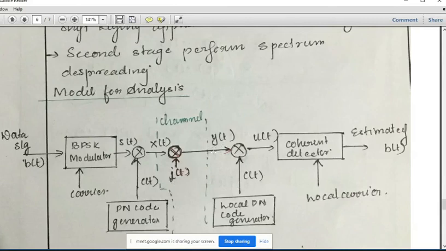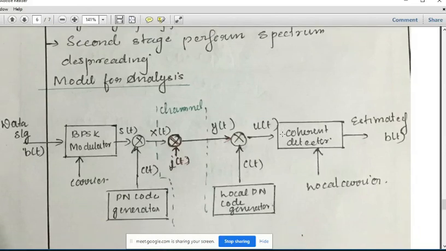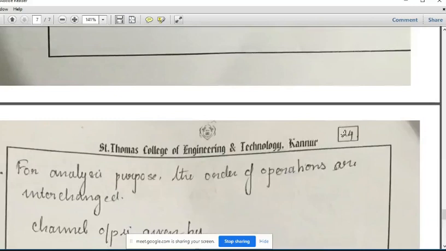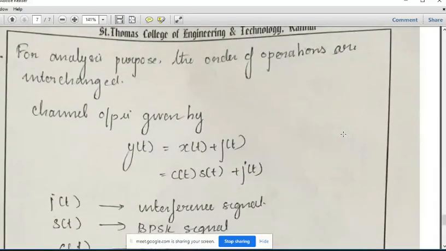So this is the output of the channel, Y of T, and this Y of T is given to a product modulator, C of T, which is supplied by C of T. So here first despreading occurs and then coherent detection, which is by the local carrier. That is, BPSK demodulation will take place. So for analysis purposes, the order of operations is interchanged.